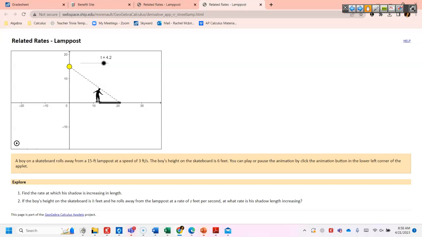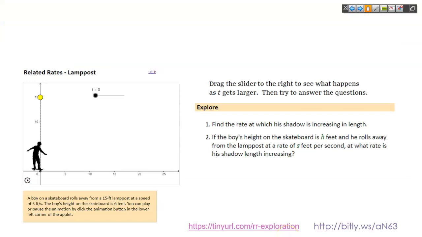So it says, so then can you answer those two following questions? Can you find the rate at which his shadow is increasing in length? So again, you would want to set up your problem. So maybe you say the lamppost, the skateboarder, his shadow, and his speed. So what shape would we be creating?